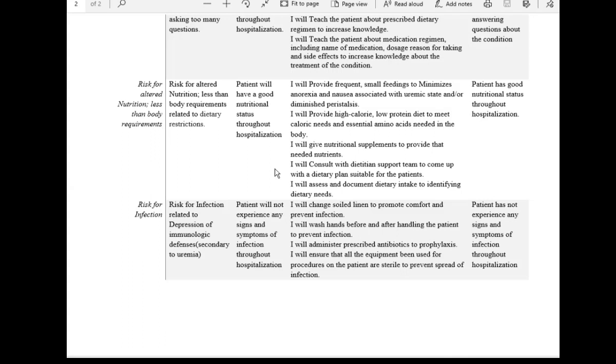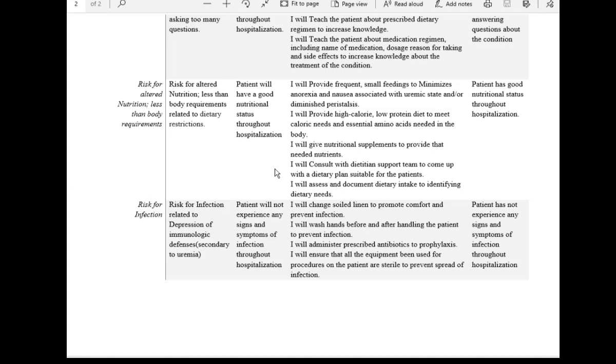Then, having implemented these measures, now we are going to evaluate our patient. Patient has good nutritional status, has had good nutritional status throughout hospitalization. So here you find that our patient will have a good nutritional status throughout hospitalization. Then our last problem is risk for infection.